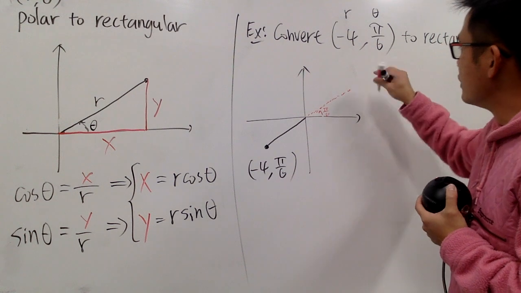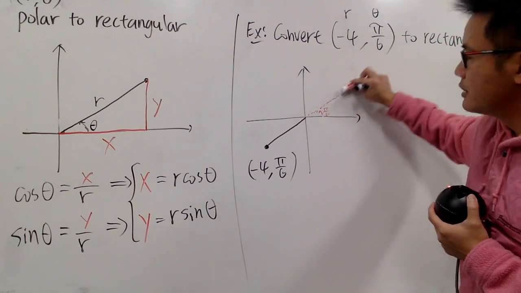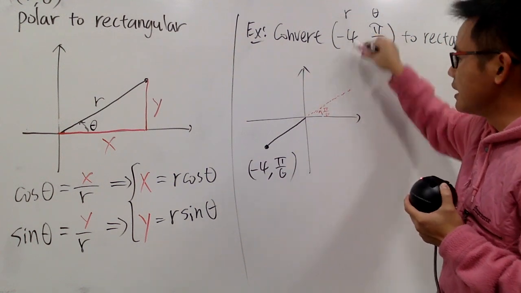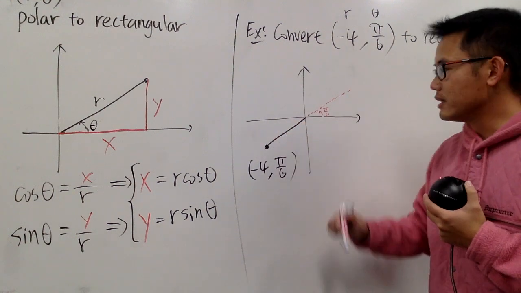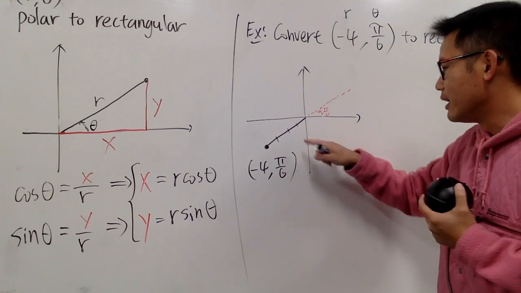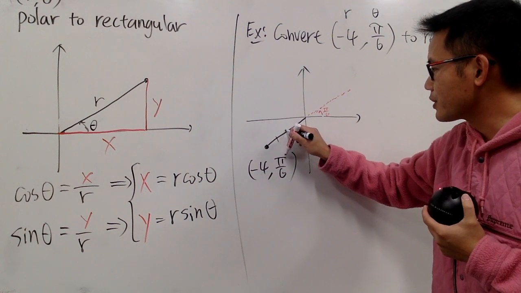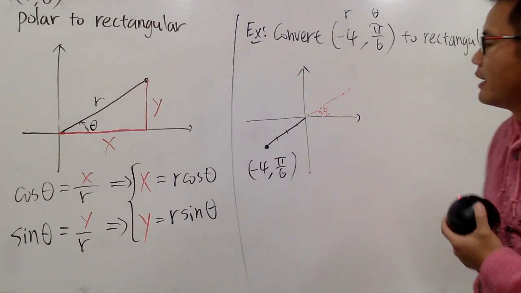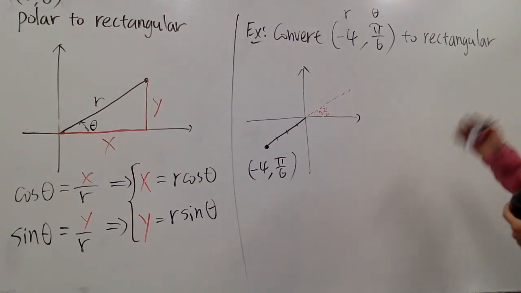So once again, because theta is positive, you turn and look this direction, but because r is negative, you go backwards 4 units. And the idea is like, this is 1, 2, 3, 4, like that. Okay, but I know my picture is not perfect, so just excuse my picture. So that's the idea. Anyway, now let's get the x, y.